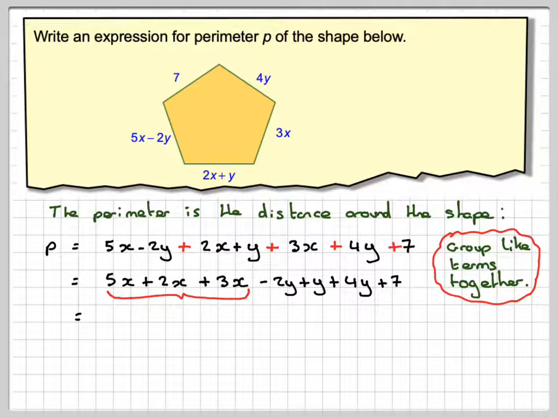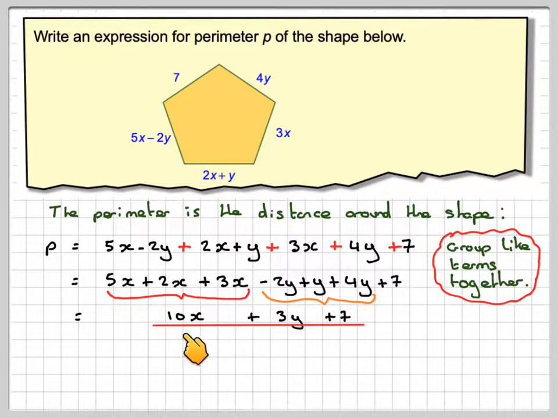Right, grouping these together, 5 plus 2 plus 3 makes 10 lots of x. And then we've got minus 2y plus y, which gives me minus y. Minus y plus 4y gives me 3y. And we've still got the plus 7. And that's the expression for the perimeter, 10x plus 3y plus 7.